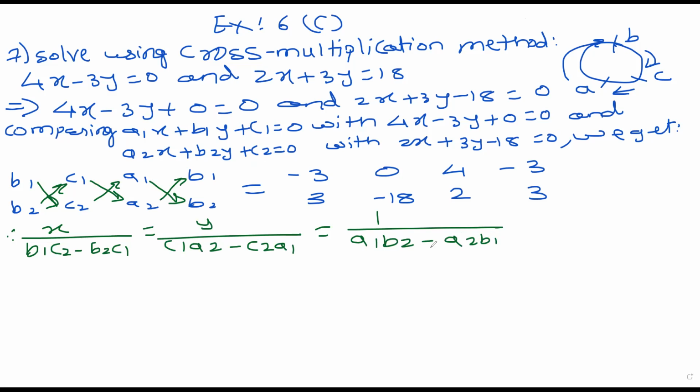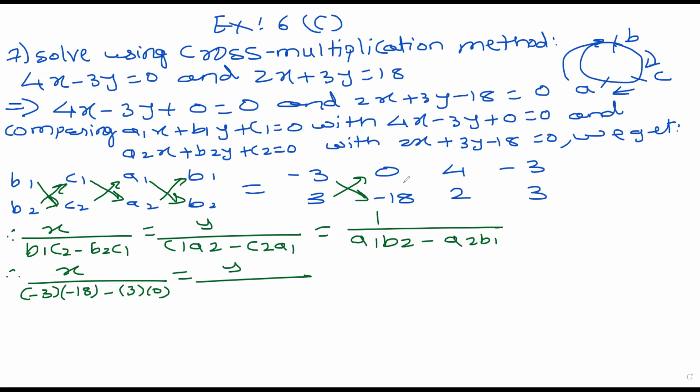Got it, everyone? At least till here? Yes, sir. Now you have to just substitute the values. So write down x upon b1 c2. What is b1? Minus 3 into minus 18. Please put the brackets, that is very important. Minus 3 into 0 is equal to y upon c1 a2 minus c2 a1.